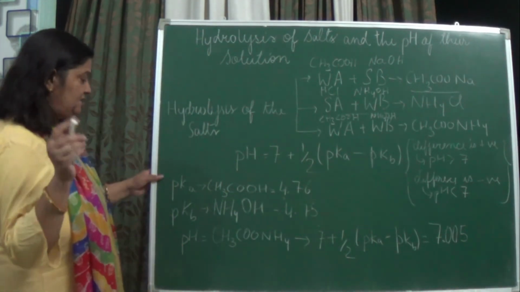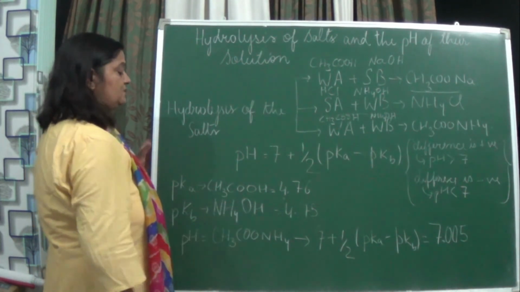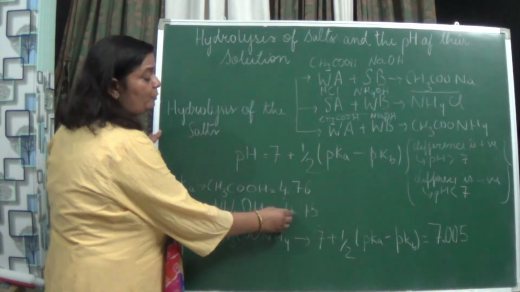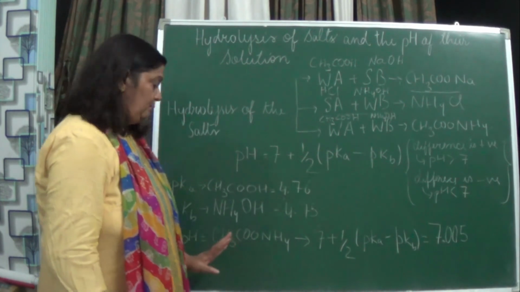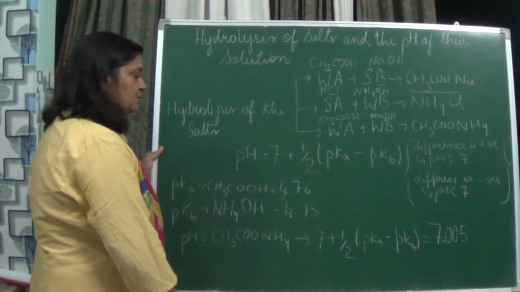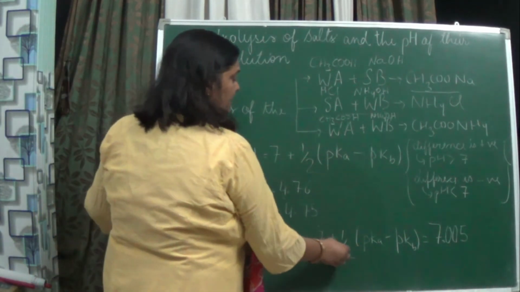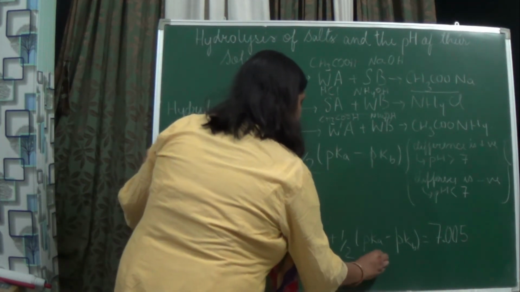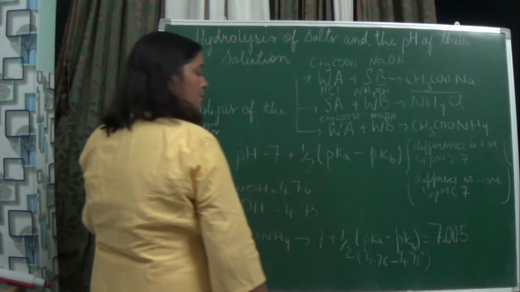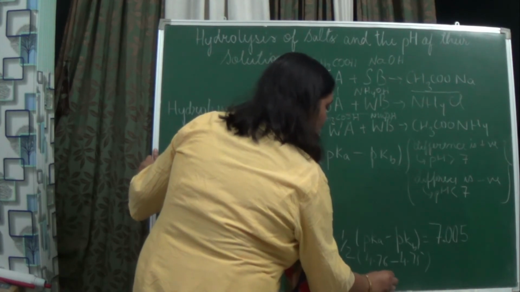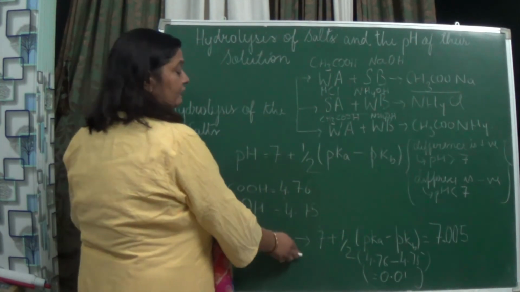Let me show you with an example. Suppose the pKa value of acetic acid is 4.76, and the pKb value of ammonium hydroxide is 4.75. Now putting it in the formula, pH is equal to 7 plus half of (pKa minus pKb). We want to take out the pH of the salt formed by these two, ammonium acetate. So we put the value 7 plus half of (4.76 minus 4.75). What will be the difference here? It will be 0.01, isn't it?